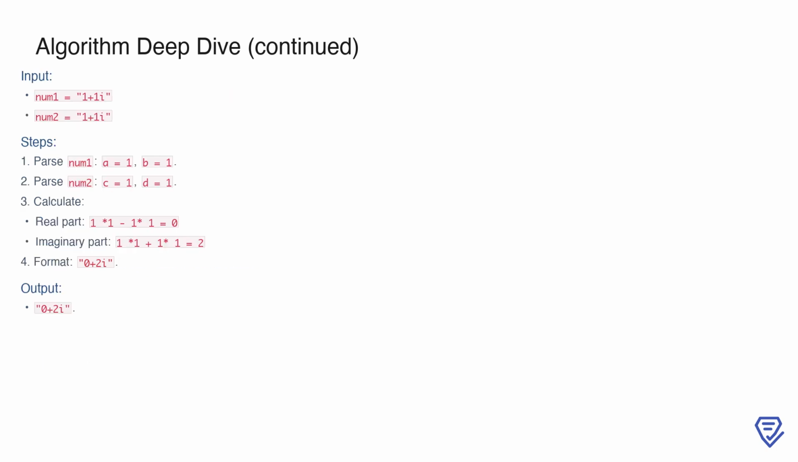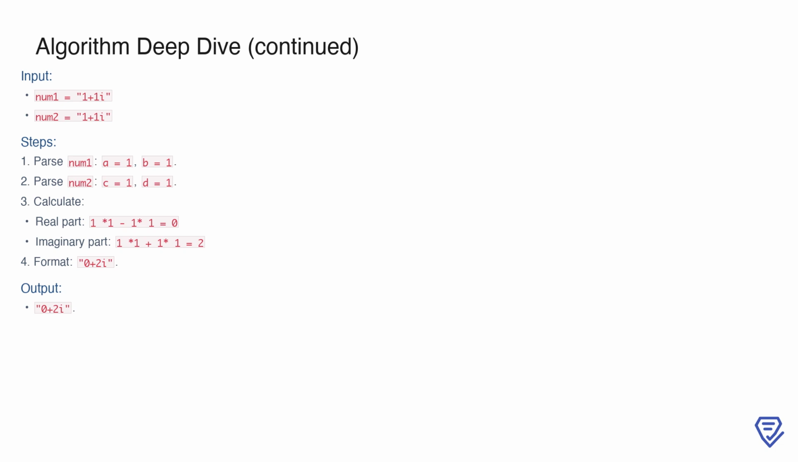Let's walk through an example to solidify our understanding. Suppose the inputs are num1 equals 1 plus 1i and num2 equals 1 plus 1i. First, we parse num1, extracting a equals 1 and b equals 1. Similarly, for num2, we extract c equals 1 and d equals 1. Next, we calculate the real part of the product as 1*1 - 1*1, which equals 0. The imaginary part is calculated as 1*1 plus 1*1, which equals 2.